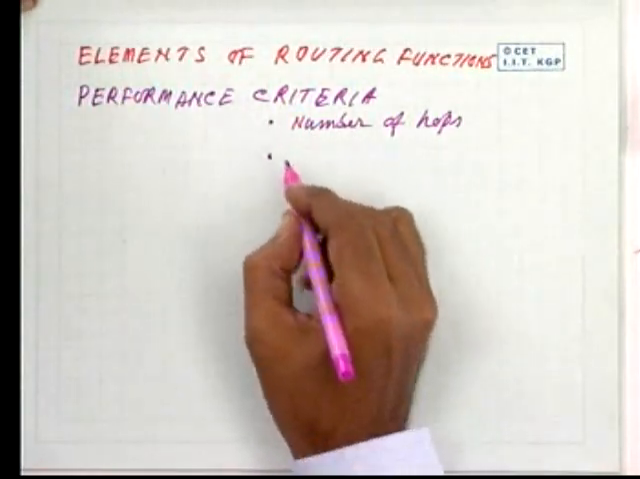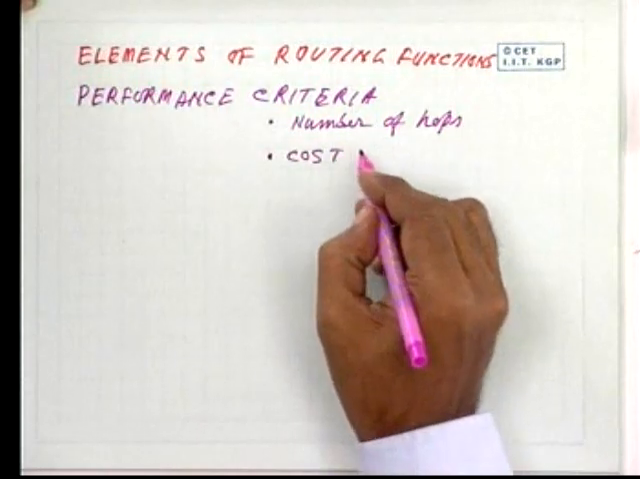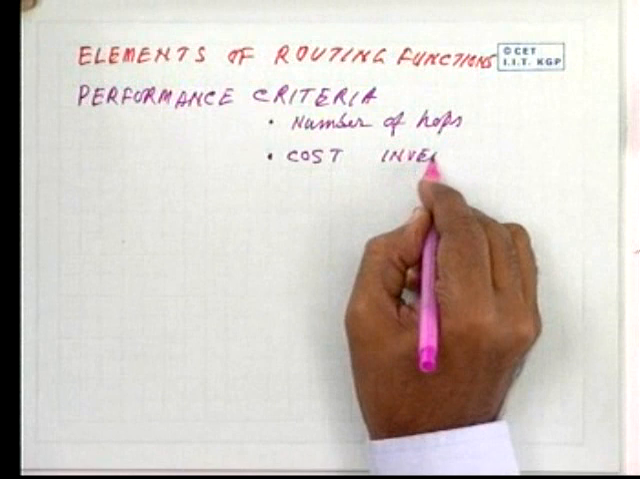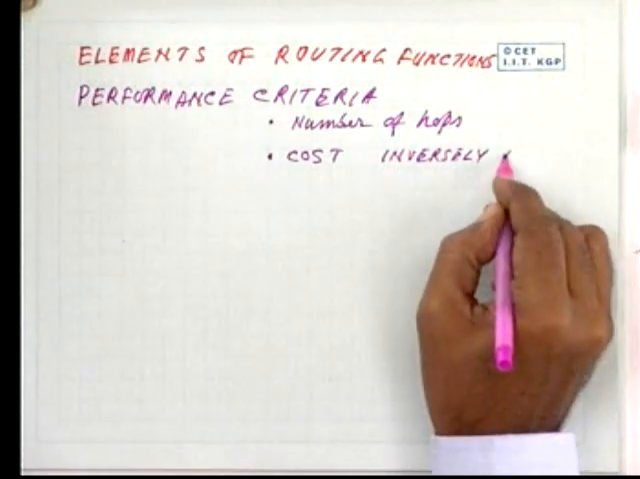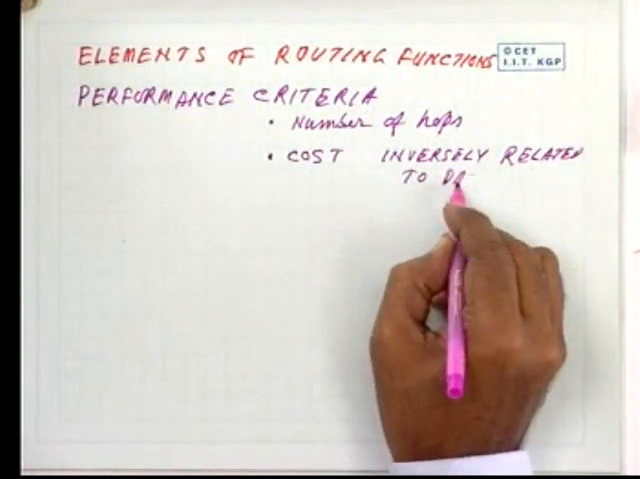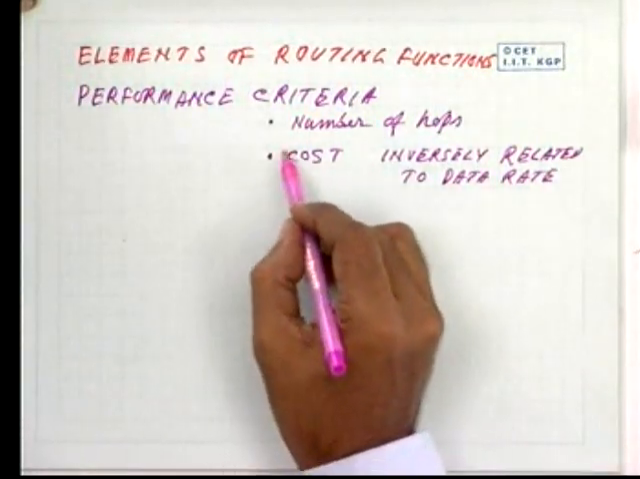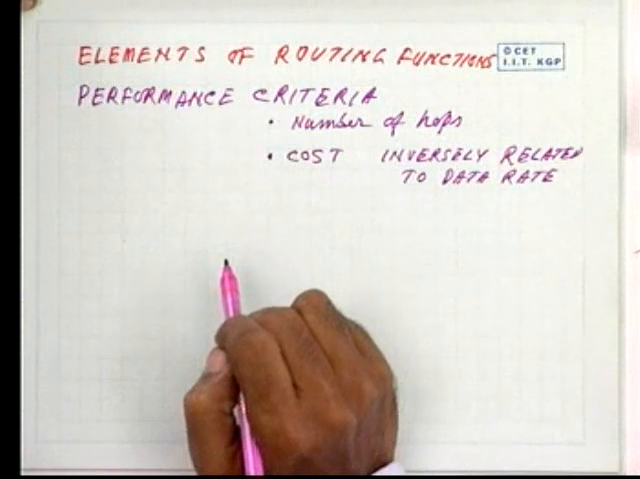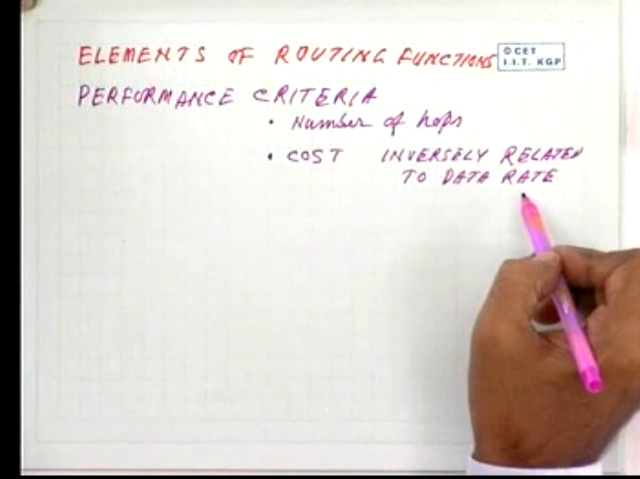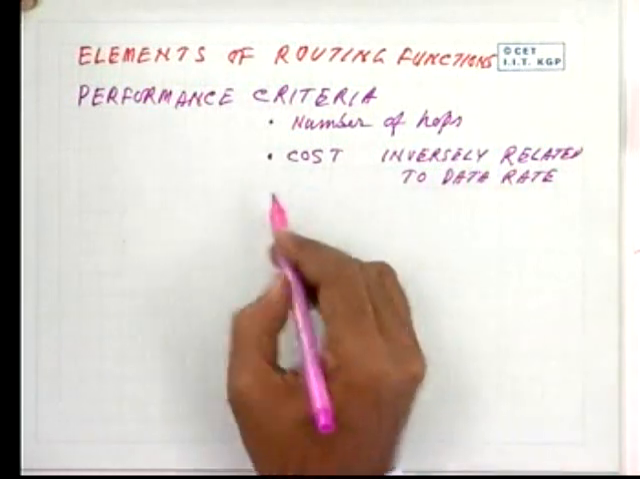Another possibility is cost. Cost is usually inversely related to data rate. You want the cost to be minimum. That means the higher the cost, the lower the data rate, and the lower the cost, the higher the data rate. Second is delay.